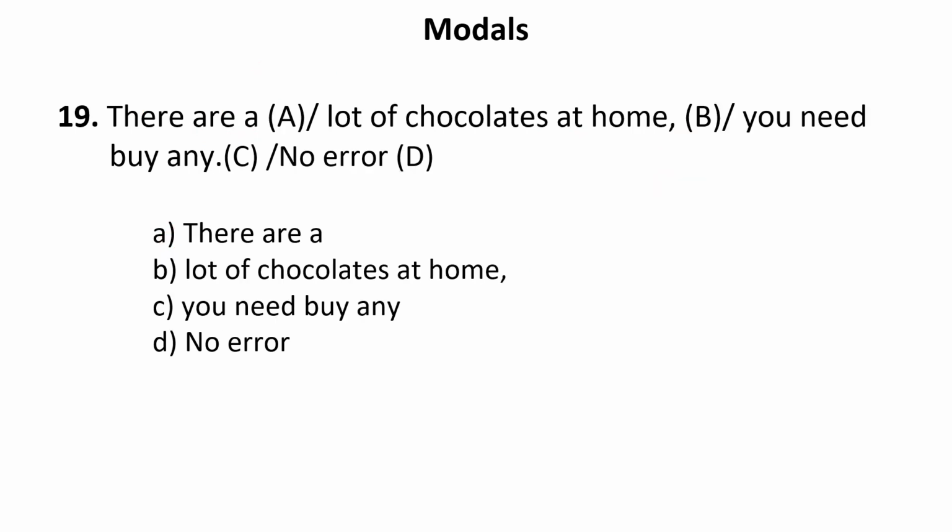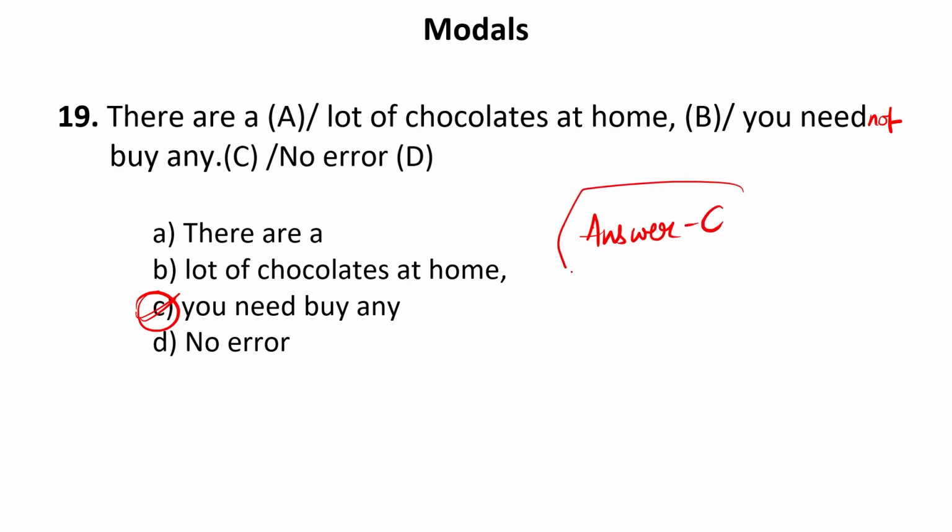Now let us move to the next one. There are a lot of chocolates at home. You need buy any. In this sentence, we can see there are a lot of chocolates at home. It means if there are a number of chocolates we have, so we should not buy them more. It means there is no requirement of buying more. This means this need should be followed by a word not. So the correct sentence will be, there are a lot of chocolates at home. You need not buy any. Because there is no requirement at all. So the correct answer is part C. C part contains error.